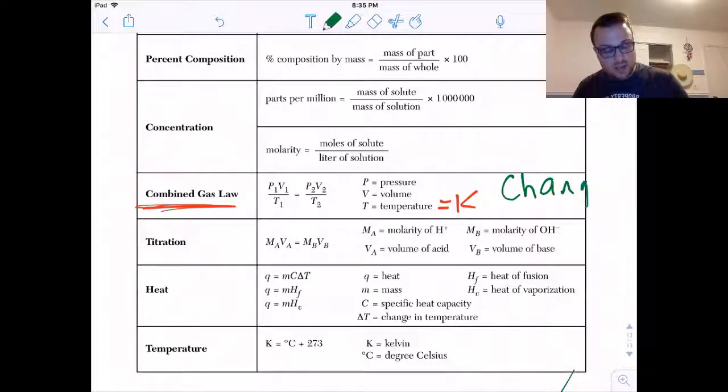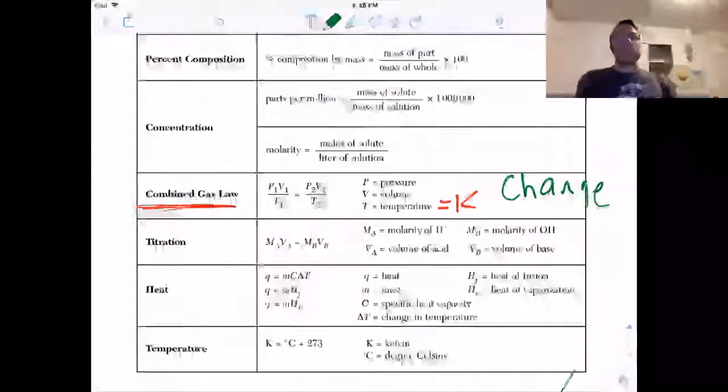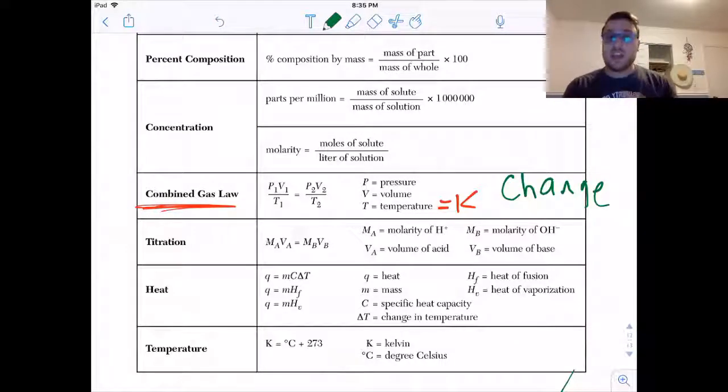Or they might keep one of the units constant. So they'll say at a constant temperature, or they'll say at 200 degrees, and if something stays constant, if the temperature stays constant, you can cross it out and just do P1V1 equals P2V2. Or if the volume stays constant, you can cross it out and just do P1 over T1 equals P2 over T2. Either way, you're using the P1V1 over T1 equation when there's some sort of change happening between pressure, volume, and temperature.